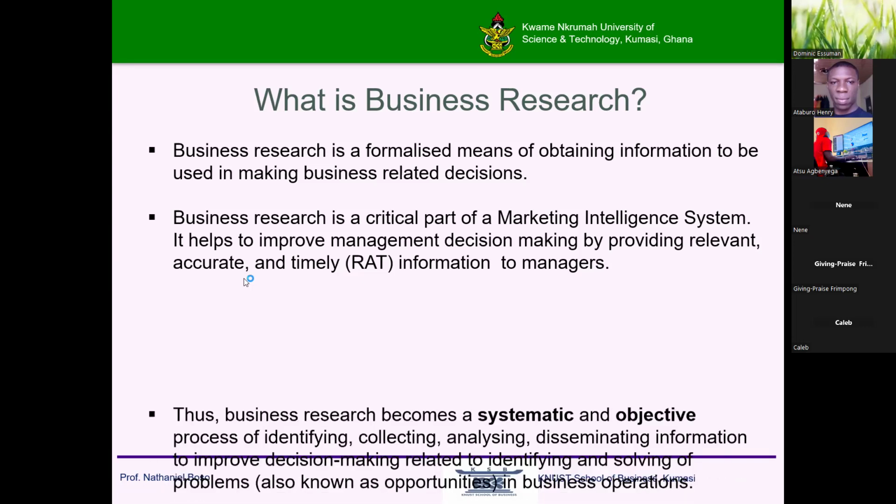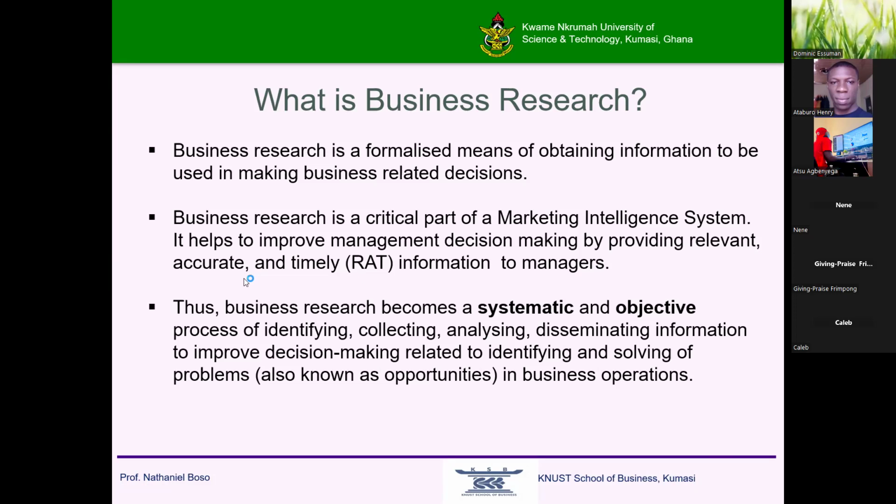Okay, so we now present you with a more formal definition of business research. What you need to do is to understand the essence of business research, and the definition will come more naturally than trying to chew it. So based on what we have established, business research is a systematic, that is a formalized and objective process of identifying, collecting, analyzing, and disseminating information to improve decision-making related to identifying and solving business problems in business operations.